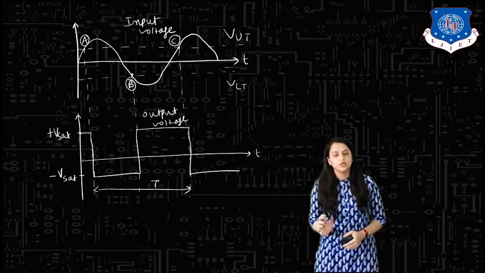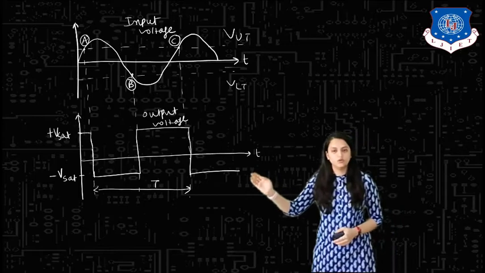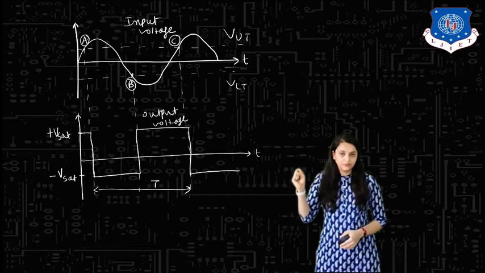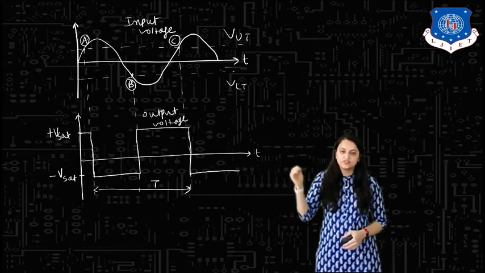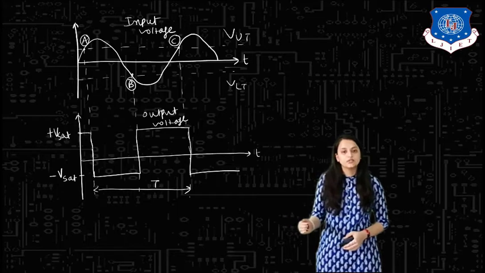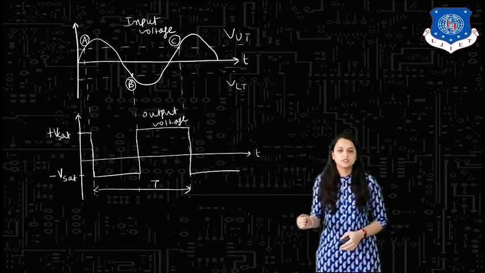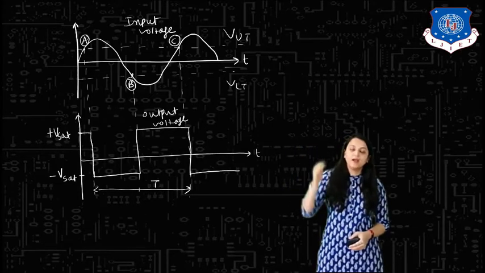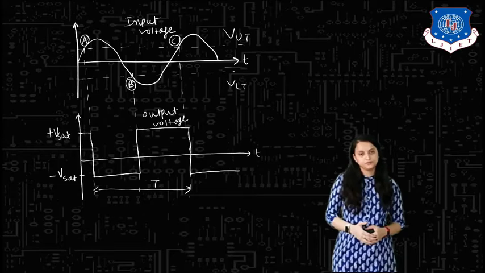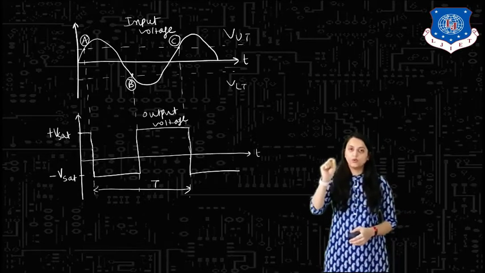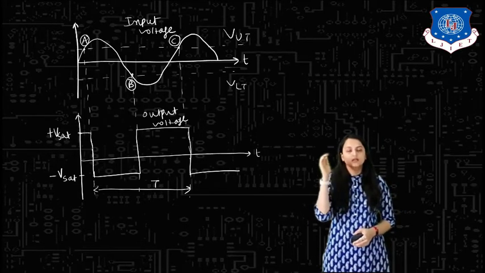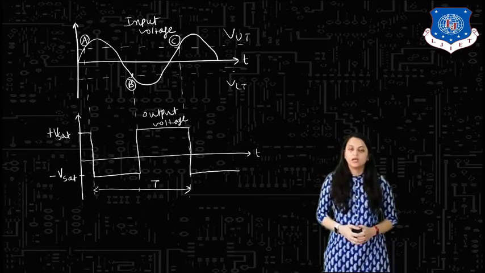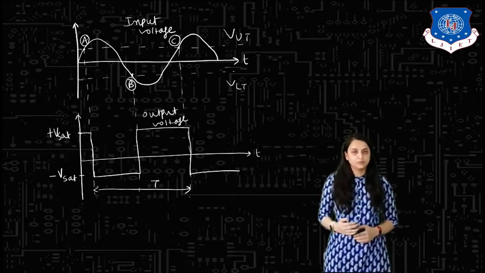As you can see, starting from 0, the output level is plus Vsat. As soon as it comes to point A, it makes the transition from plus Vsat to minus Vsat. Then as soon as it comes to point B, it gives a transition from minus Vsat to plus Vsat. And when it crosses point C, it will go to minus Vsat from plus Vsat. So the points are noted according to the input voltage waveform crossing the VUT and VLT levels, and the output is obtained according to those points. Clear?